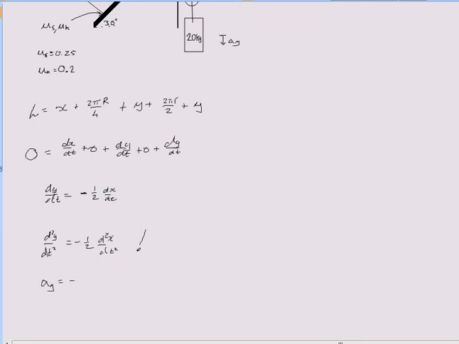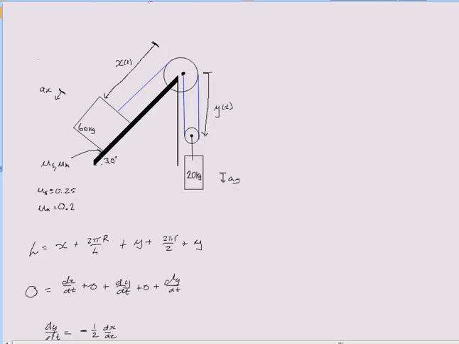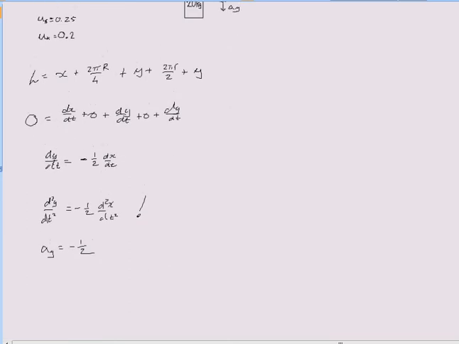Likewise, d squared x/dt squared is going to be equal to the acceleration of your block moving down the hill, right? Because if this cable's moving downwards at a certain acceleration, that means this block is also going to be moving downwards at that same acceleration. So d squared x/dt squared is going to be equal to ax. So this is going to be one formula which we're going to use later on.